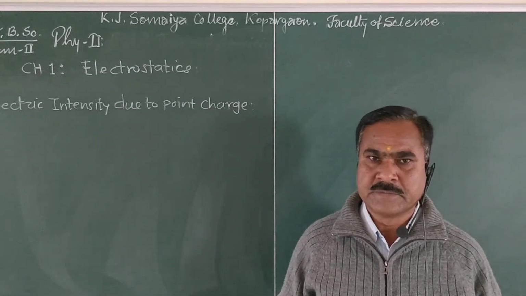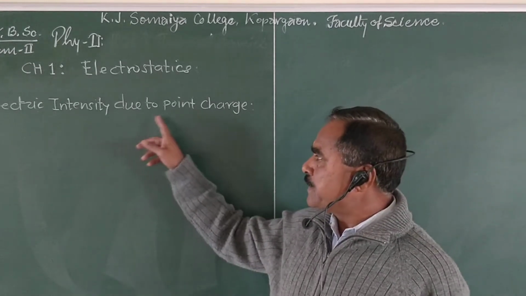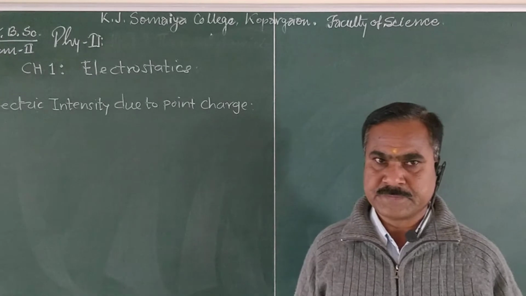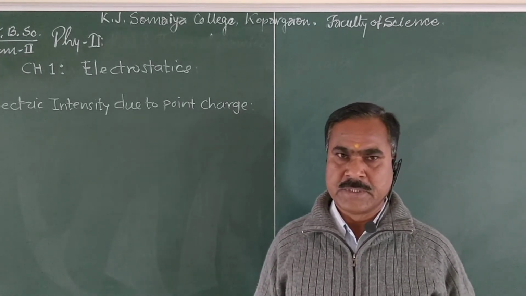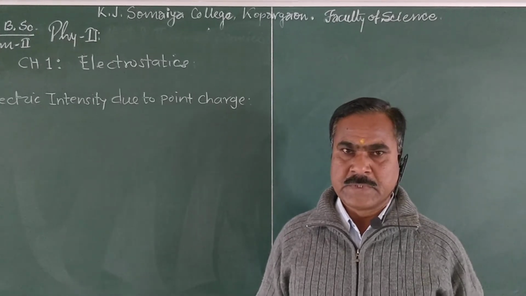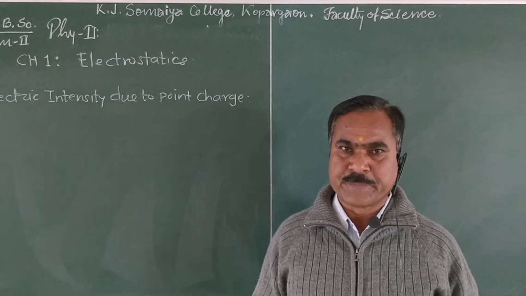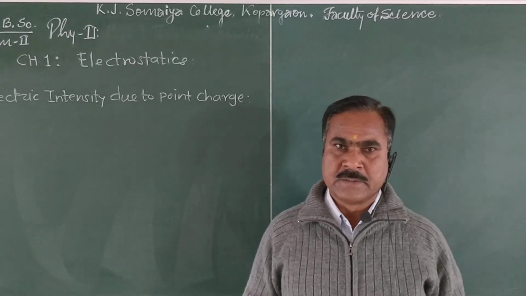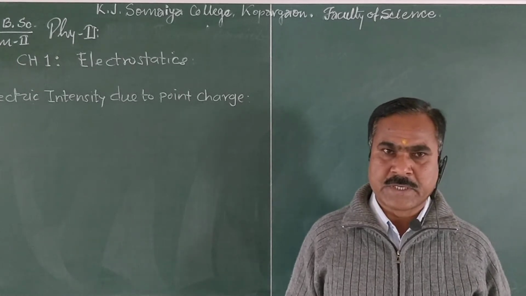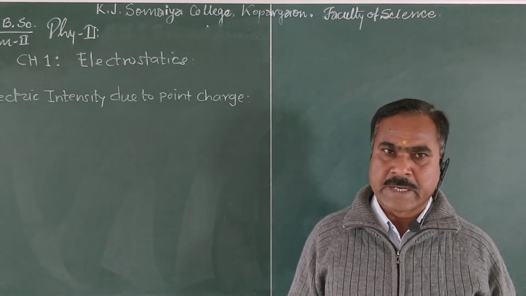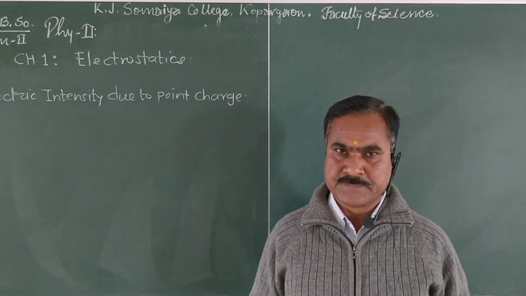Today in this lecture we study the electric intensity due to a point charge. That means here we have to consider a point charge in air, and this point charge produces the electric field in its surrounding space. Then in that region of electric field we have to consider any point, and at that point we have to calculate the value of electric intensity.